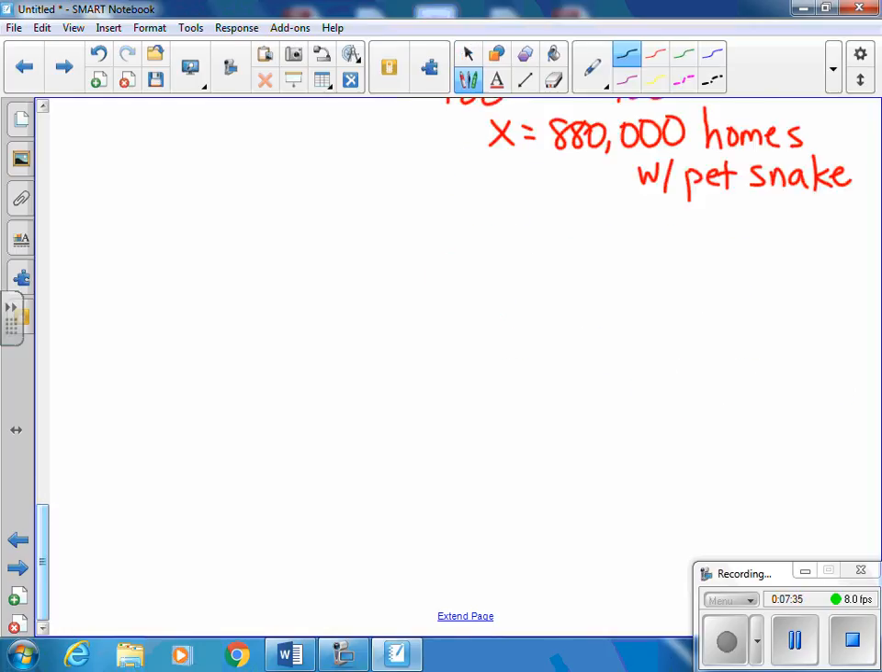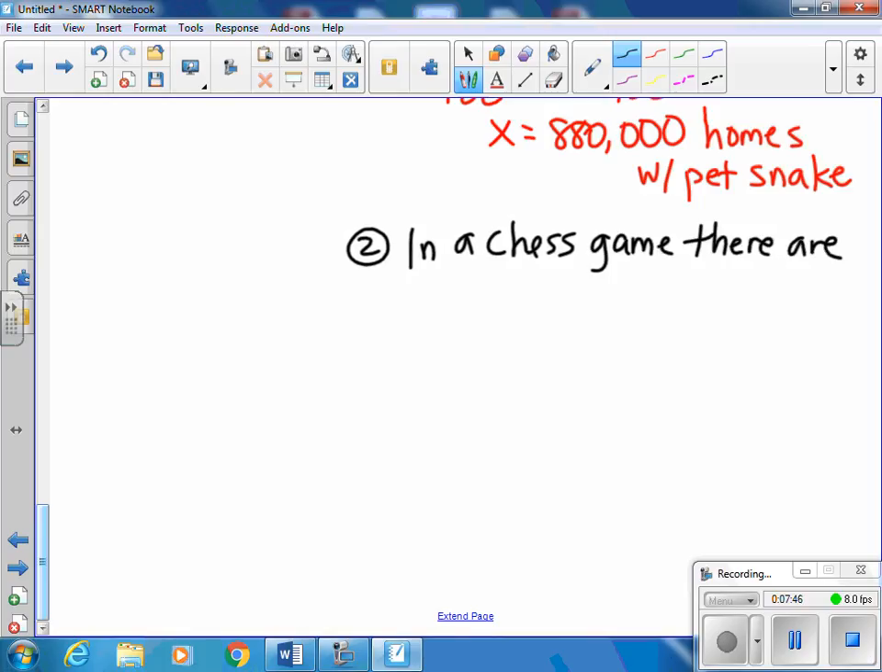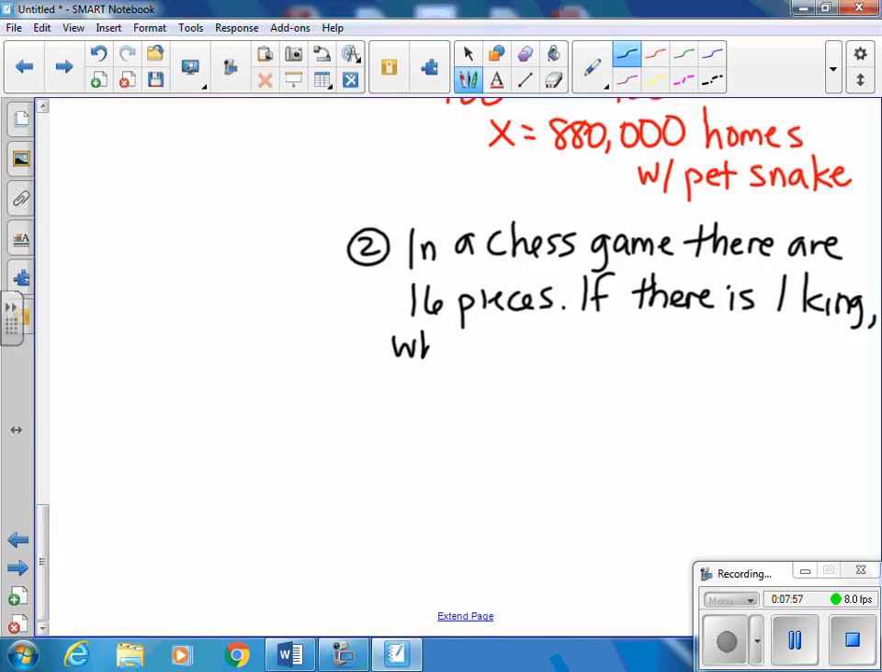All right, for the next word problem, the last one in this case: in a chess game, there are 16 pieces. If there is one king, what percent of the game pieces are kings?